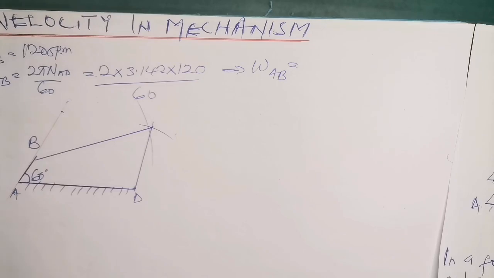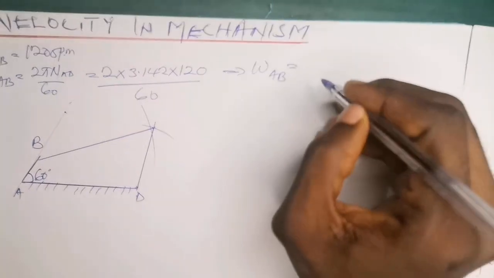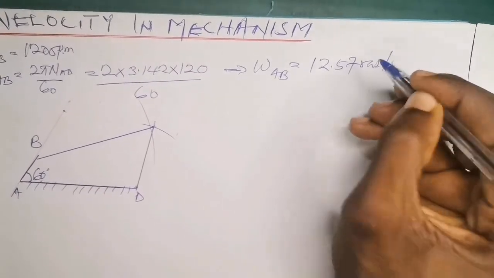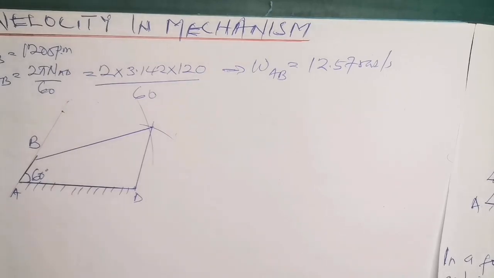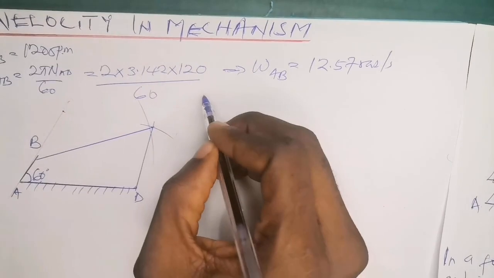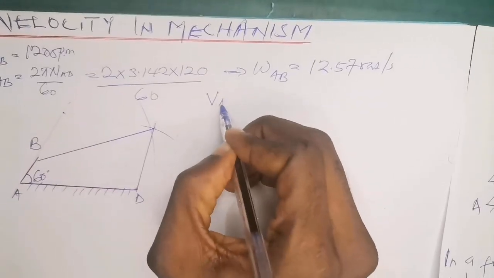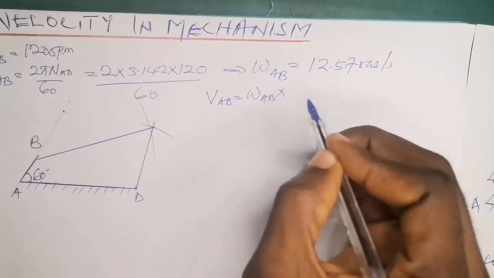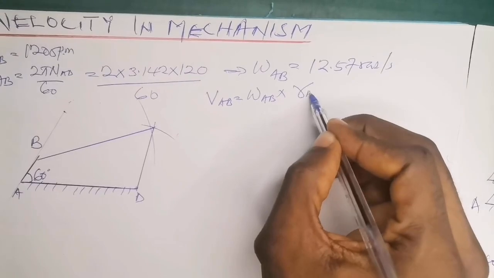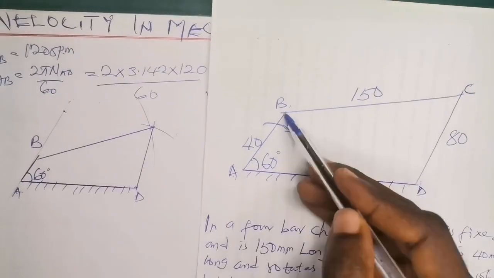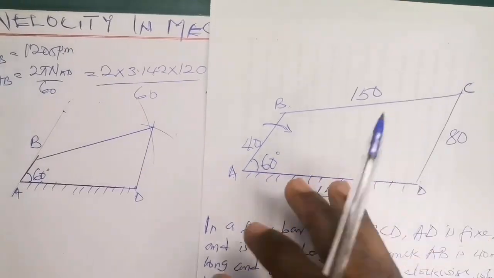So let's find 2 pi times 120 divided by 60. That simply gives us 12.57 radian per second. This is the angular speed of arm AB. Therefore, to find the linear speed of that arm AB, VAB is given simply as the angular speed of arm AB multiplied by the distance of arm AB. And that distance was given in the original question as 40 millimeter. From A to B is 40 millimeter.